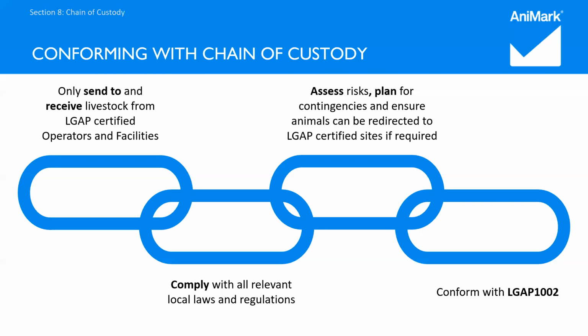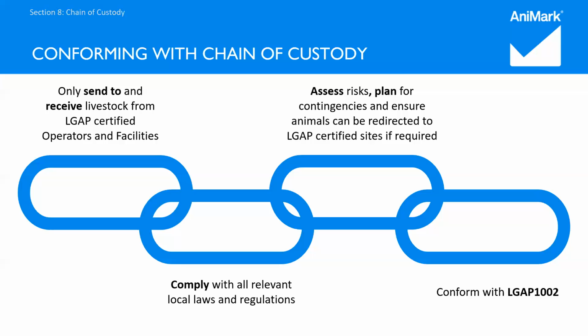The four key elements of chain of custody that enable control of livestock movements is to ensure that livestock are only sent to and received by operators and facilities that are certified to LGAP. And this includes maintaining records and contractual agreements with supply chain partners to ensure that they remain within LGAP. Operators also have to comply with all relevant local laws and regulations in relation to their livestock. This includes records or copies of permits, licenses, and things like that.